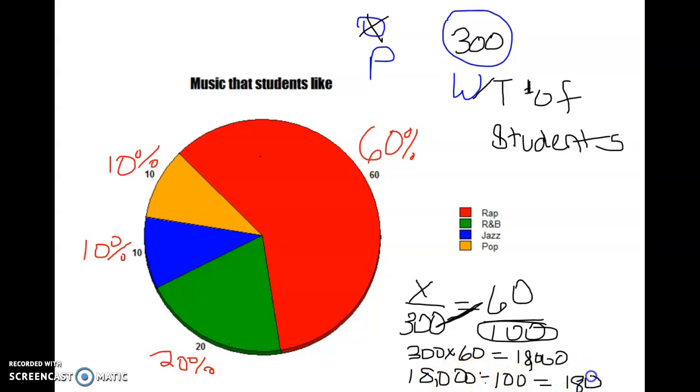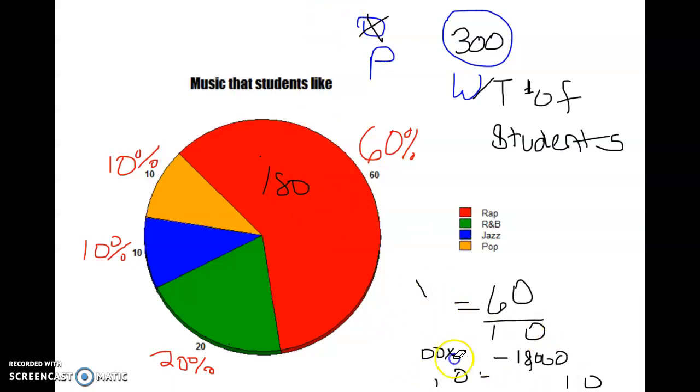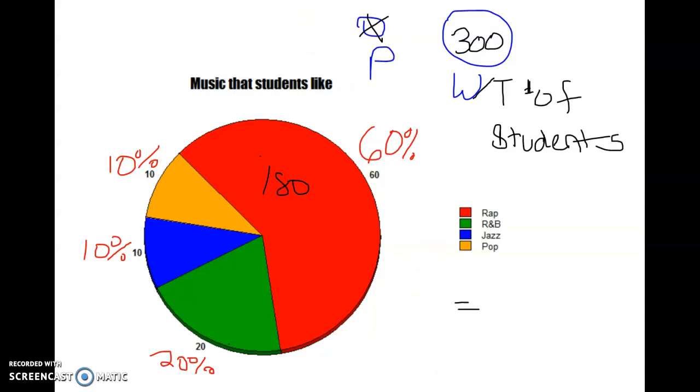I get 180. So what does that mean? That means if I want to draw this out, I would draw 180 students in this red part because 180 students chose rap music, and that's the type of music that they prefer. Now, we're going to do the other one, so again, you can see how these parts are not the percents themselves. The percent, again, is just telling you what portion of those students chose that music.